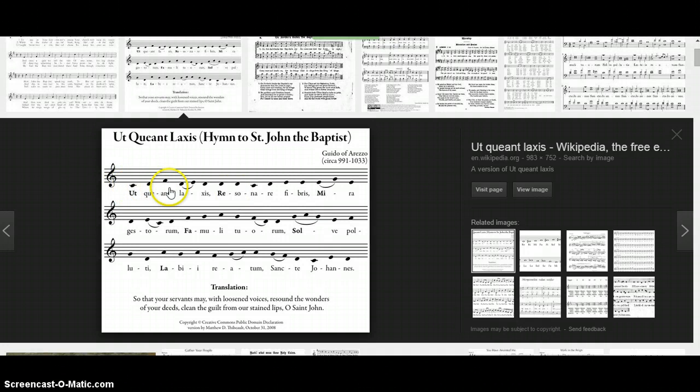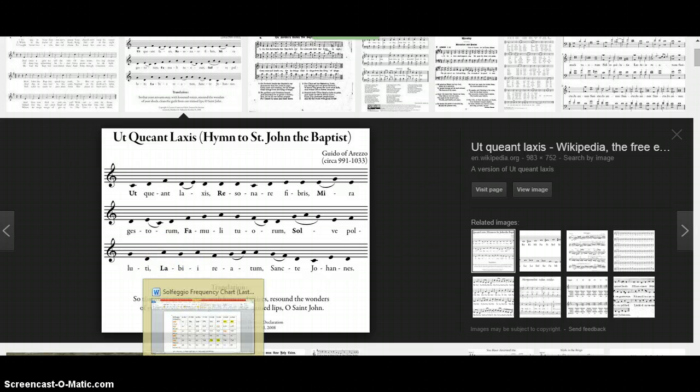Here we have C, D, E, F, G, A. Those notes are either going to be a whole step away from each other, or a half step away. C to D is a whole step. D to E is a whole step. E to F is a half step. F to G is a whole step. G to A, or Sol to La, those are whole steps.